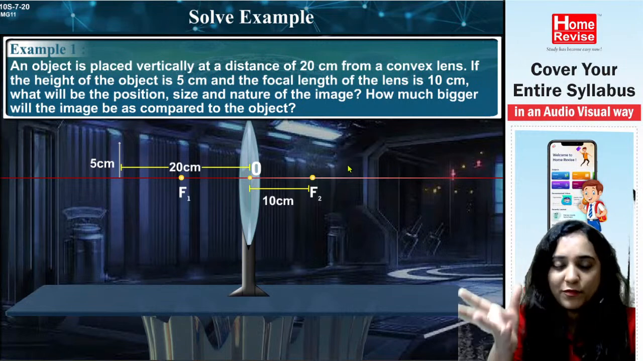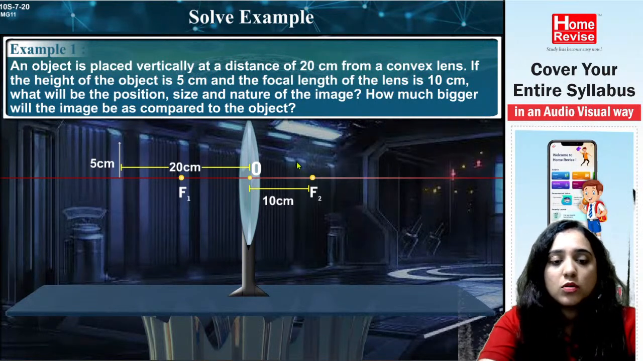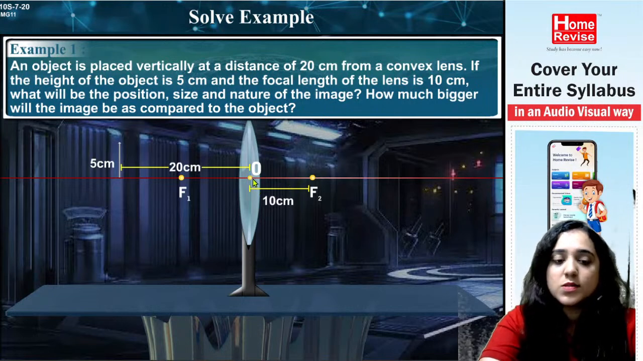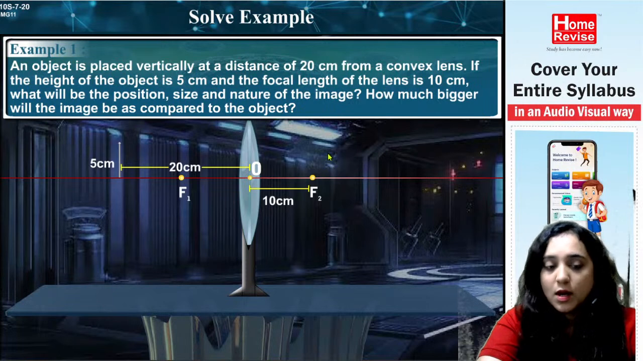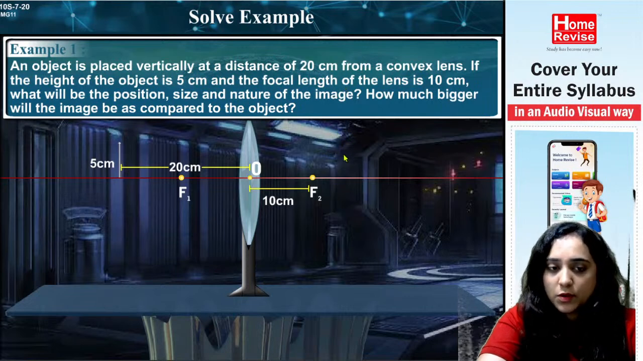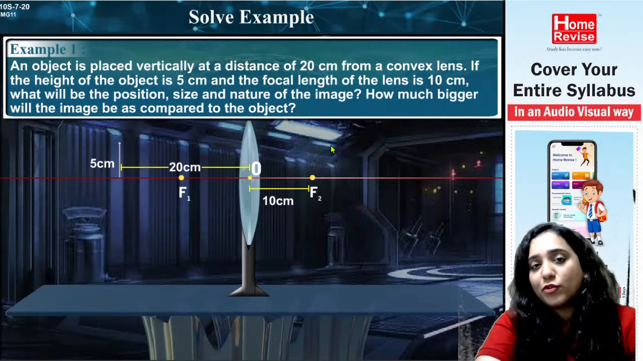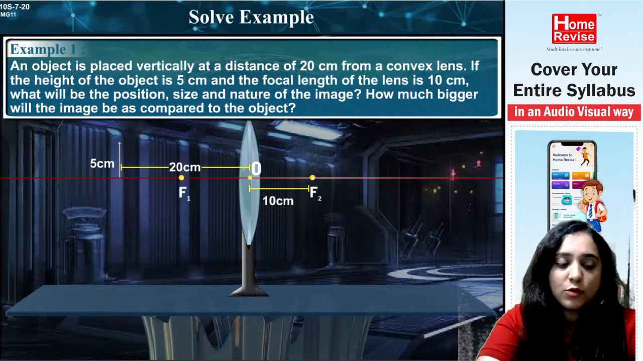First of all, the image will be formed on the right hand side ideally. It also depends upon the lenses. So where exactly will the image form? Will it be the same size as the object, or bigger, or smaller? That we have to calculate, and we also have to calculate the nature of the image. Now let's see how to do this.